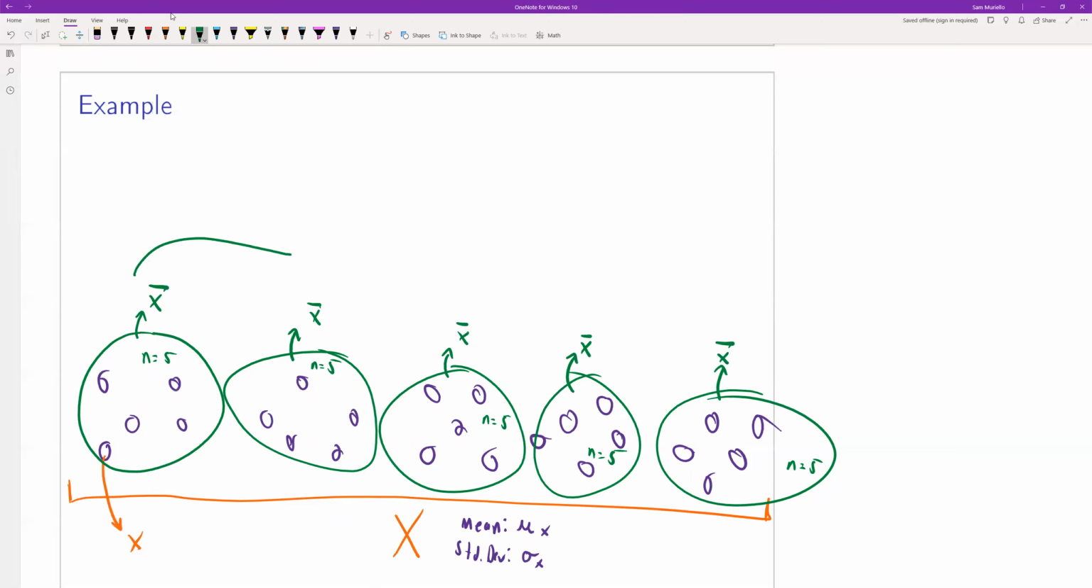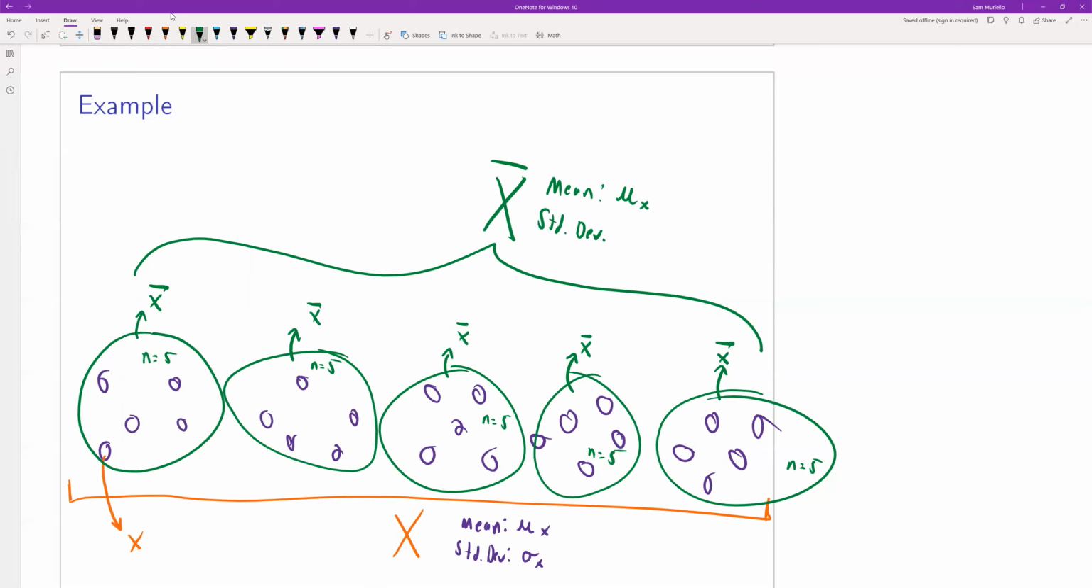If we group all of these means together, we can treat that as its own variable, which we can also calculate a mean and a standard deviation. The mean will be the same as the original. The standard deviation will not. It will be the standard deviation of the original, sigma x, divided by the square root of the sample size.